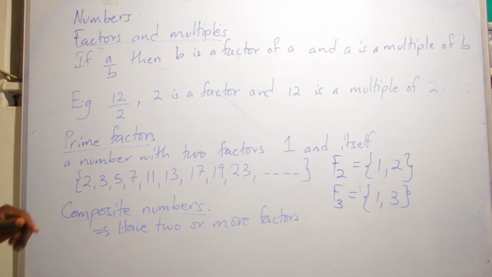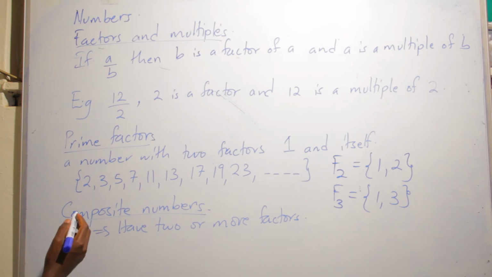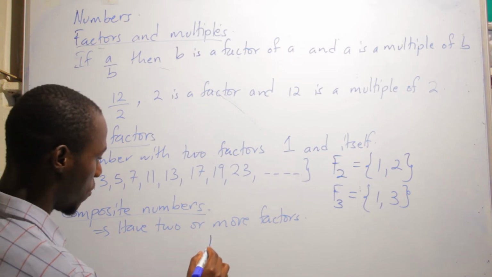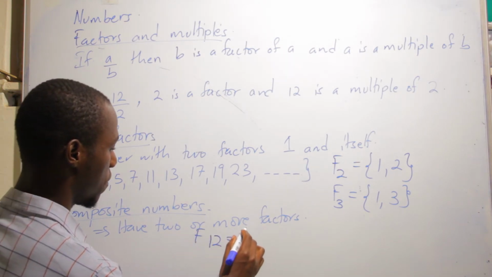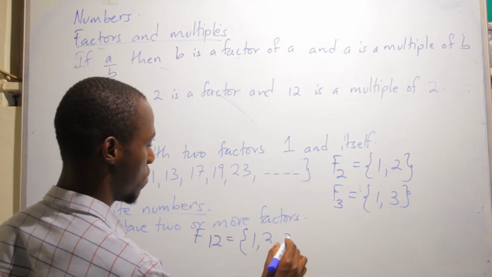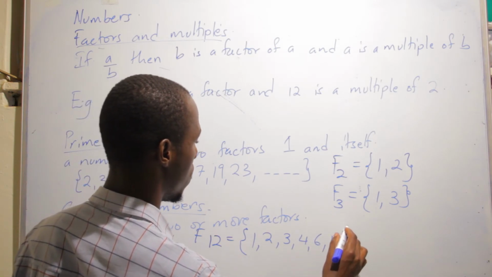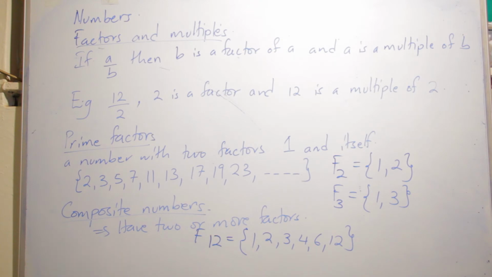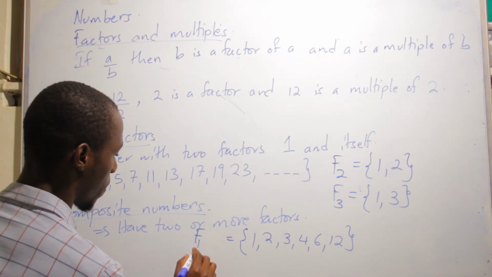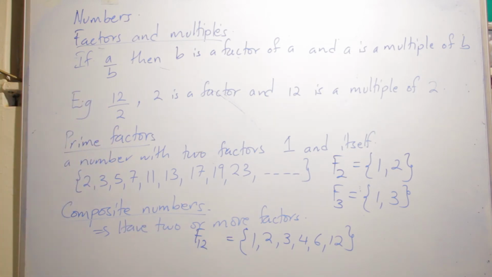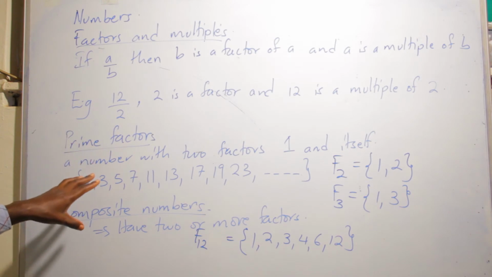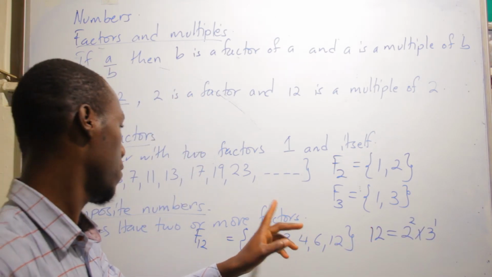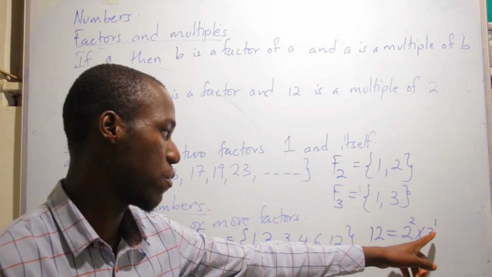Now, there are other numbers that have more than two factors, and those ones are called composite numbers. For example, 12. When we try to get the factors of 12, there is a 1, a 2, a 3, a 4, a 6, and 12 itself. So such numbers are called composite numbers. Now we can express these composite numbers as a product of prime factors. 12 can be expressed as 2 power 2 times 3 power 1.